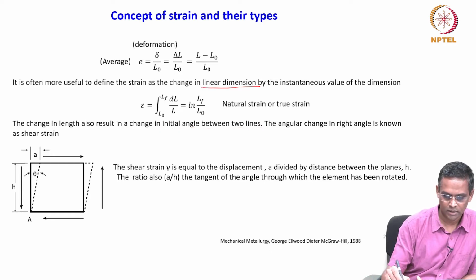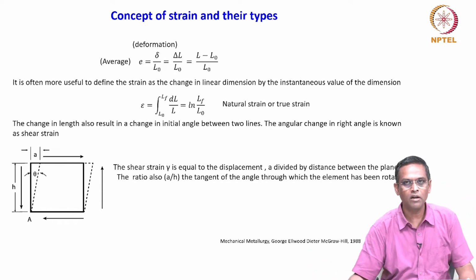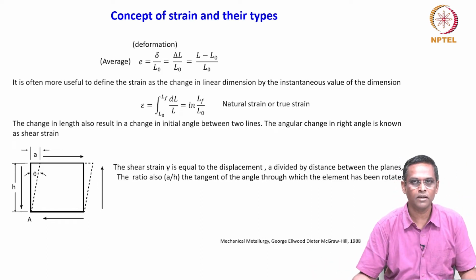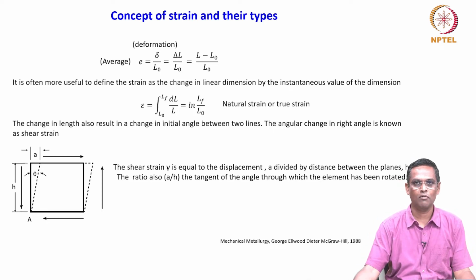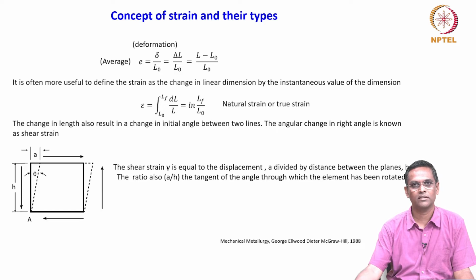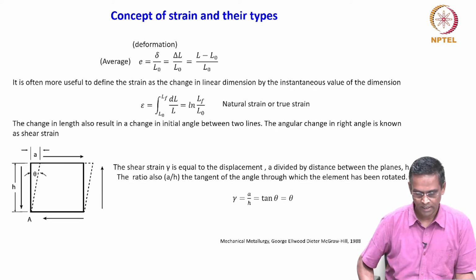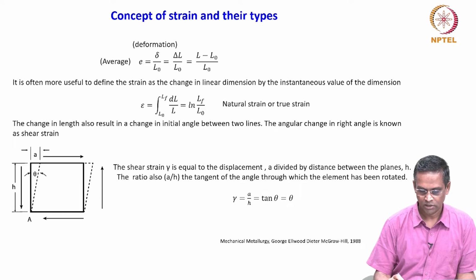So, the message is that strain need not just be a linear displacement, it can also involve a shear, or change in angles, which is a shear strain. Again, this is a convention. Shear strain is denoted by gamma, equal to A by H, which is equal to tan theta.